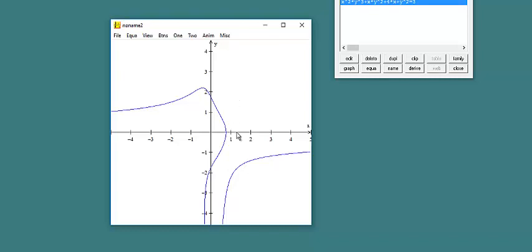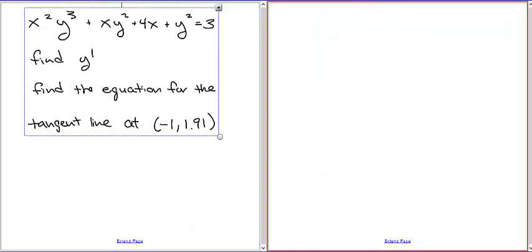And what we're going to do is find the equation for the derivative, and then find the equation for the tangent line at x equals -1. So here's x equals -1. If you find the y value, it turns out it's 1.91. So the slope of the tangent line should be about this, and the equation should put me right through there. Okay, and it does because I've already worked out the problem.